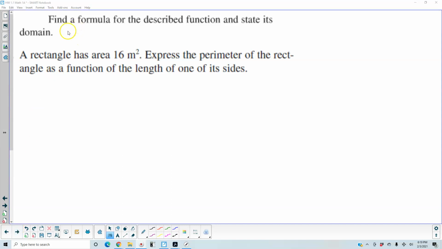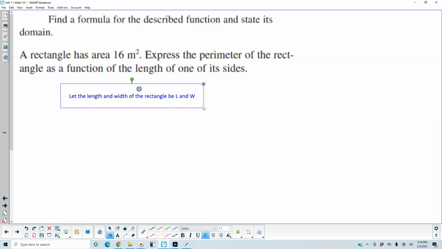Okay, in this question we want to find a formula for the described function and state its domain. So a rectangle has an area of 16 meters squared. We want to express the perimeter of the rectangle as a function of the length of one of its sides. So the first thing is we need to look at that first sentence: the rectangle has an area of 16 meters squared.